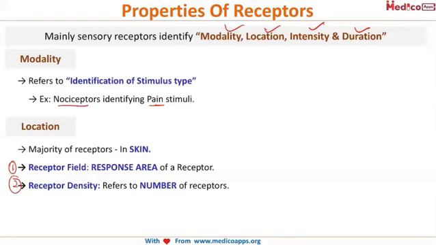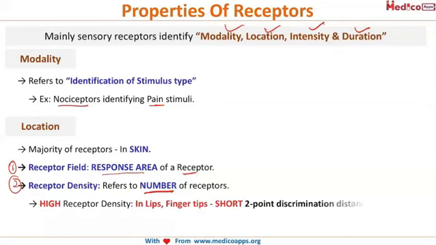Now receptor field is the specific area in which a receptor responds, that is the response area of a receptor, right? But receptor density, easy to understand, is the number of receptors. So receptor field is nothing but the area in which it acts, whereas density is the number of receptors.